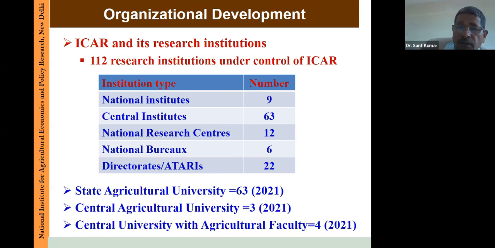So we have 112 research institutions under the domain of ICAR. We have 63 state agriculture universities. We also have 3 central agriculture universities, and we have agriculture faculty in central universities.